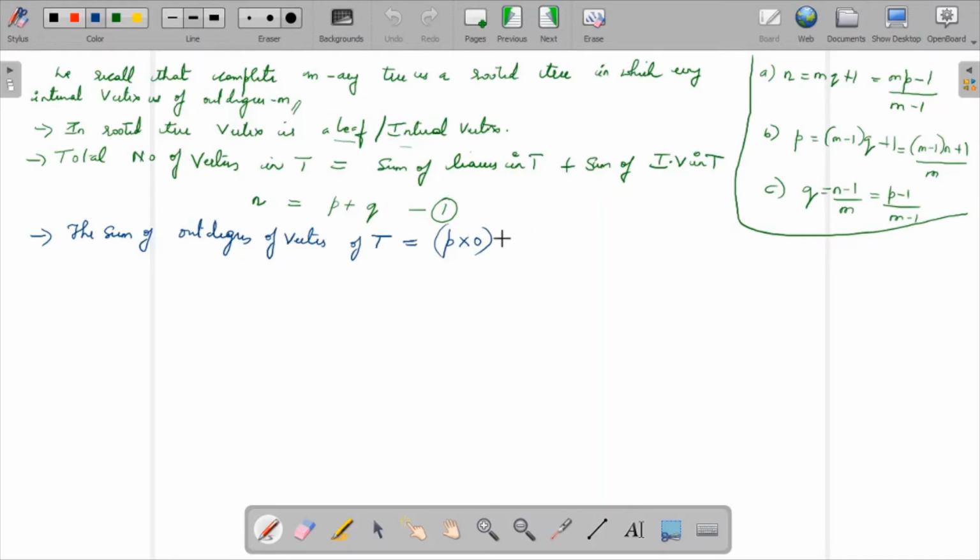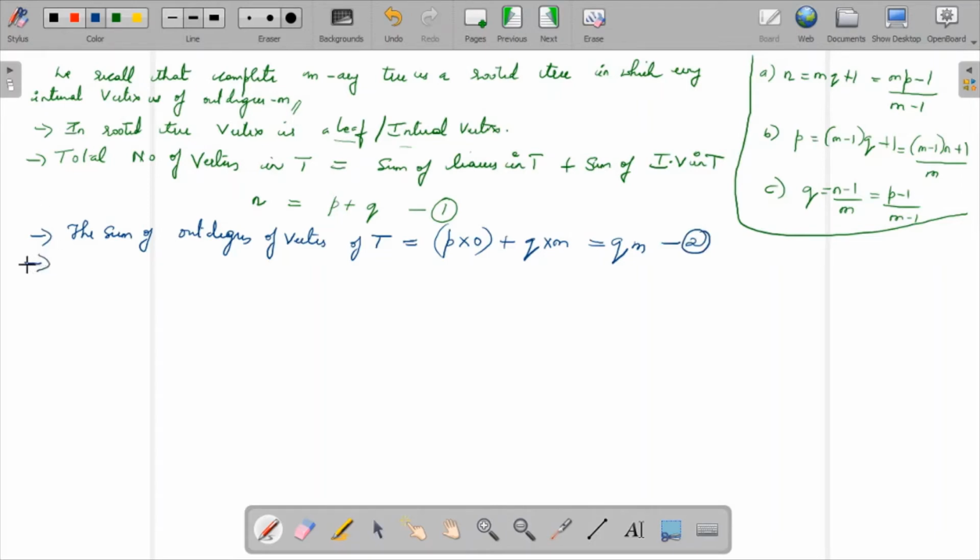So the out degree for the internal nodes is Q times M, since he has given a complete M array tree. Complete M array tree means each internal node can have exactly M children, so the sum of out degrees would be Qm. Let us take this equation as 2. So that is regarding the sum of the out degrees.